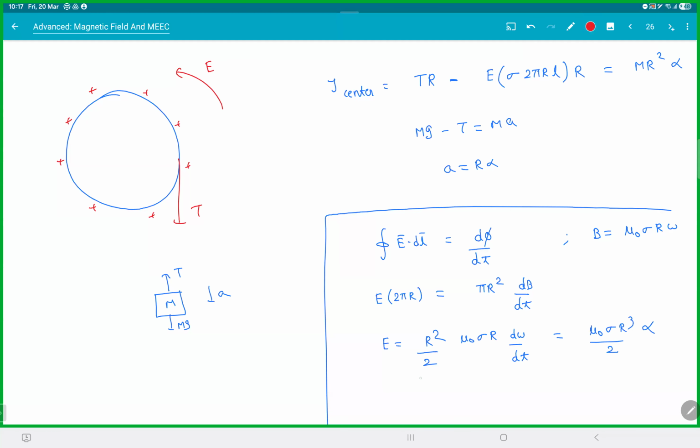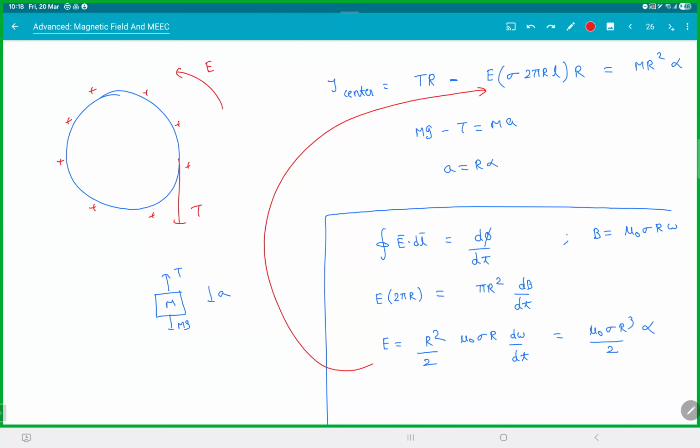Now you will take this from here and put it here. You know everything, right? I know E in terms of alpha, that will go here. Get T from here, dump it here. A is equal to R alpha, dump it there. You're done. You'll get everything you need. Yeah, it's lengthy, but you'll get it. And I think you'll get alpha constant. That's the best part. So omega is increasing, but this thing will stabilize. You'll get a constant alpha.